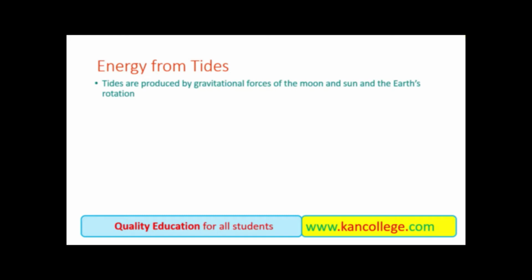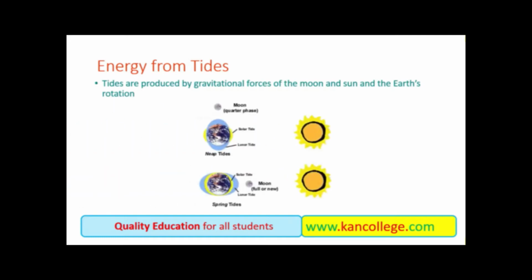First of all, energy from tides. Tides are produced by the gravitational forces of the moon and the sun and the earth's rotation. If you see, the moon revolves around the earth and the earth revolves around the sun. Over here you can see in this figure, if the moon comes here, then because of the gravitational attraction of the moon, the water in the sea is attracted towards the moon and it raises its height.